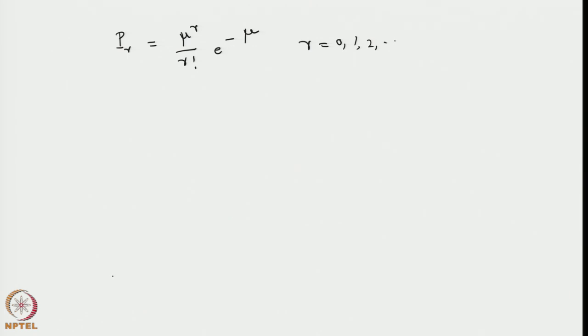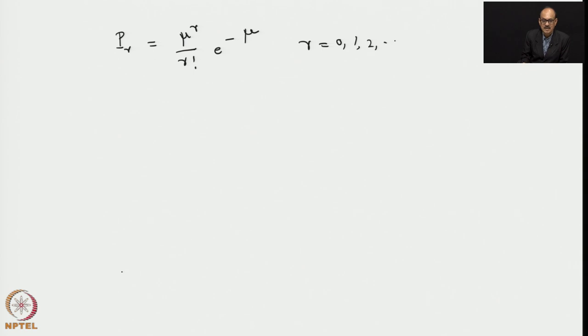So what is the probability that no event has taken place? Which is like asking, in our example of a glass of water, what is the probability that no bacteria has occurred in that glass of water? That probability is the non-occurrence probability P naught, which is when r equals 0, and we get e to the power minus mu. Probability of non-occurrence.